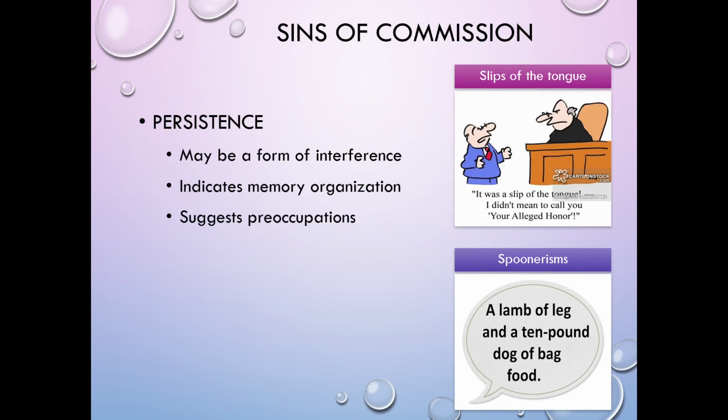Now, here's another example of a Spoonerism. Spoonerisms can be where you switch the order of words within a sentence. So when you're going to the grocery store to buy your groceries and you say, okay, I'm going to go get a lamb of leg and a 10-pound dog of bag food. That would be an example of a Spoonerism, as well as mixing two words together. So Spoonerisms are any time that you're having these slips of the tongue that are indicative that you're sort of anticipating what's going to come next in the sentence.